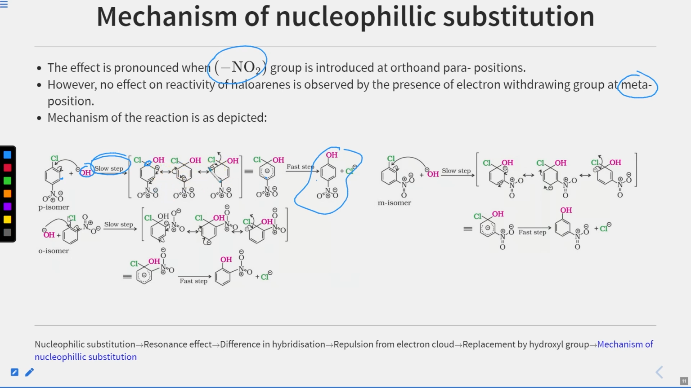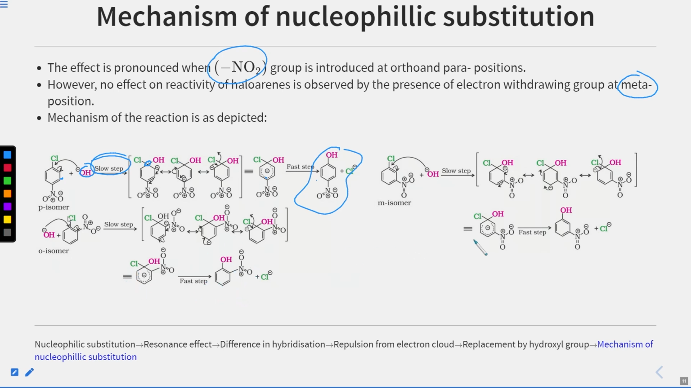Why? We'll see why. But just for now, assume that this negative charge is being stabilized by your electron withdrawing group. Similarly, if I have an ortho substituted nitro chlorobenzene, again OH minus will attack here. This will rotate through all of these and we will again get the same resonance hybrid. Here also the NO2 is present and it stabilizes your negative charge that is moving through the ring, and at last the Cl is kicked out and we get our product.